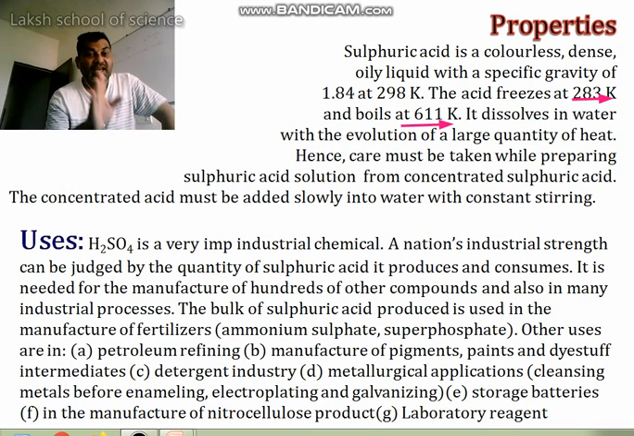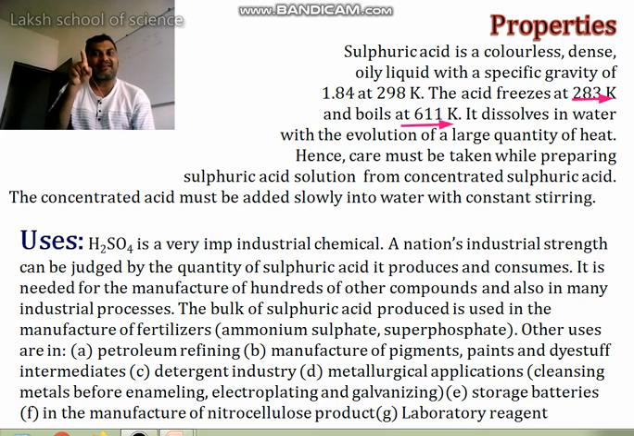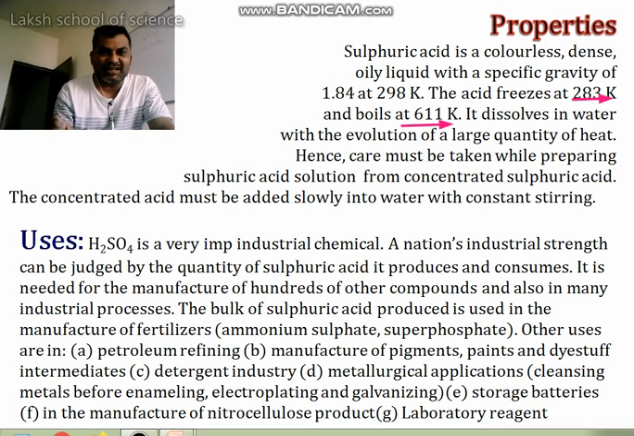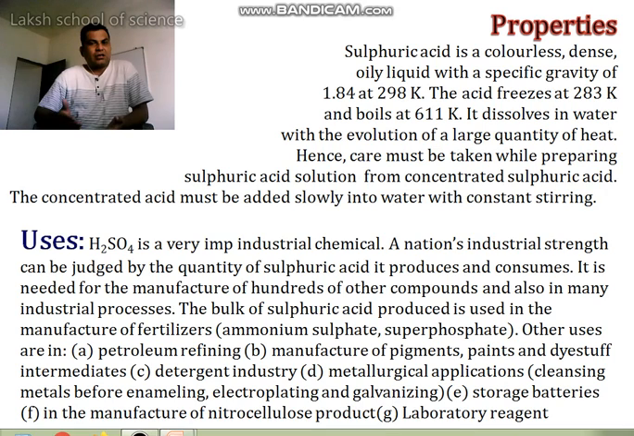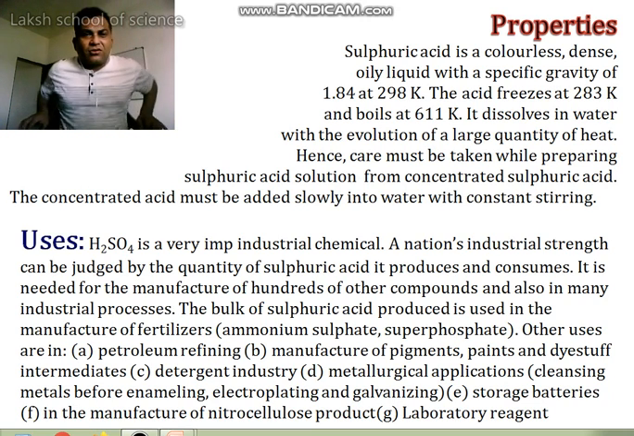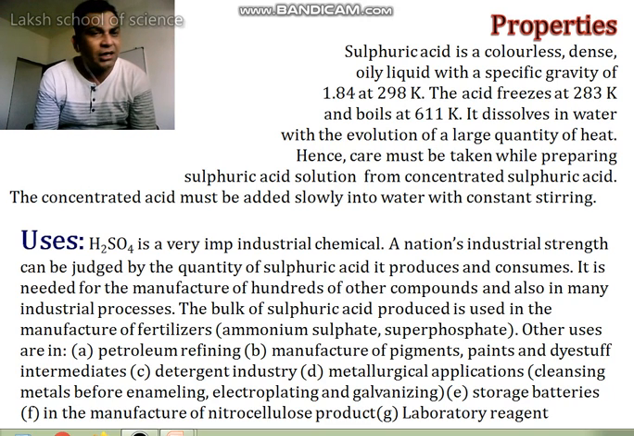It dissolves in water with the evolution of a large quantity of heat. Hence, care must be taken while preparing sulfuric acid solution from concentrated sulfuric acid. The concentrated acid must be added slowly into water with constant stirring. The industrial strength of a nation can be judged by the quantity of sulfuric acid it produces and consumes. It is needed for the manufacture of hundreds of other compounds and also in many industrial processes. So this is our knowledge about sulfuric acid.